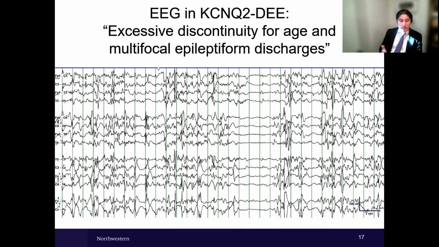So here's an example in comparison to Dr. Ohtahara's burst suppression of a neonatal EEG in a child with KCNQ2. So we might use the terminology excessive discontinuity for age, so it's not quite burst suppression, and multifocal epileptiform discharges. So here's the discontinuity or the suppression, but you can see that there's brain activity in much of this page of EEG. And then I put little circles around some of the spikes. They're really all over the place, but just to show you the 3 different areas on 2 sides of the brain.